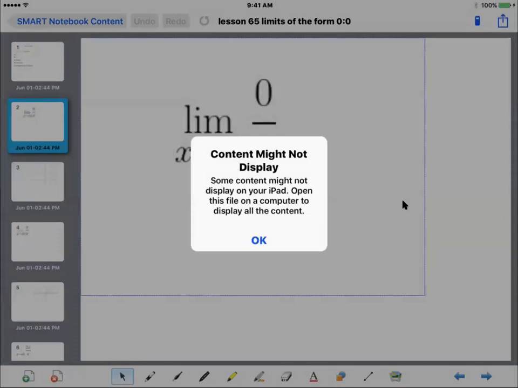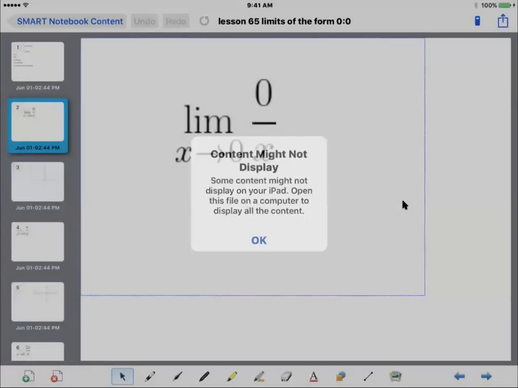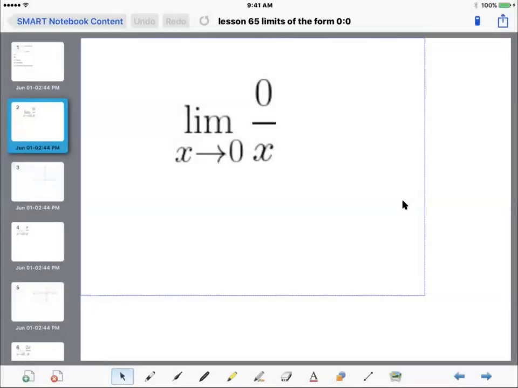I wonder why that would not open this file. I don't like it saying that.